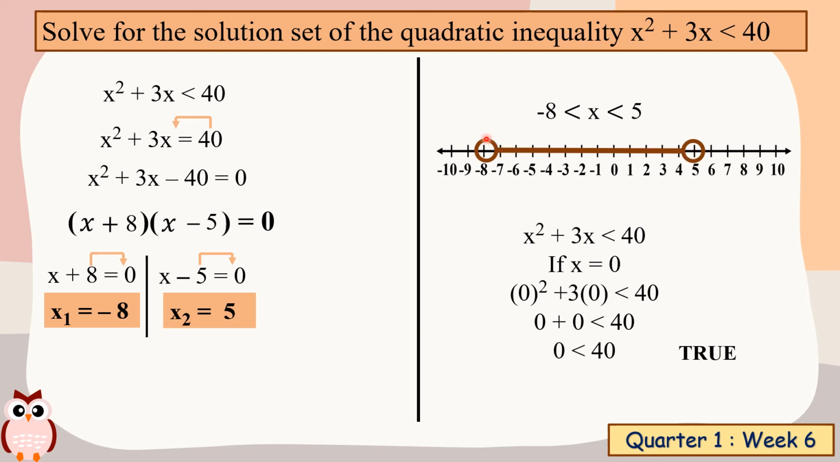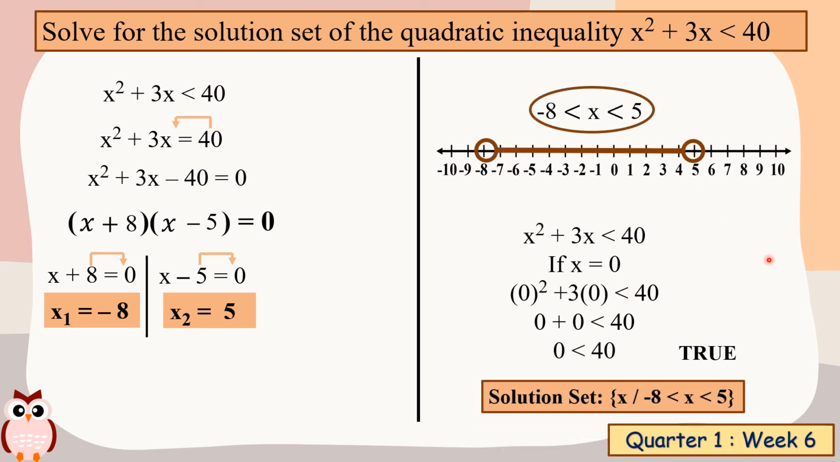So as you can see, it will be highlighted, or it will make to finish your graph, or to complete your graph. So it will be highlighted with this one. And let us write the solution set as x such that x is less than positive 5 but greater than negative 8. Again, that is on how we're going to solve the quadratic inequalities.